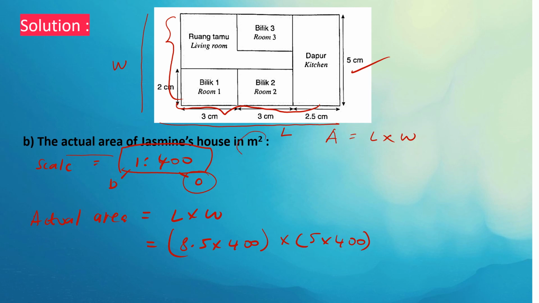The question wants you to convert to meter square. So 1 meter equals 100 centimeter. From centimeter to meter you must divide by 100. But if you change to meter square, it means you must divide twice. So the answer here would be 680 meters square. Make sure you get the same answer. Try on your own with your own calculator.